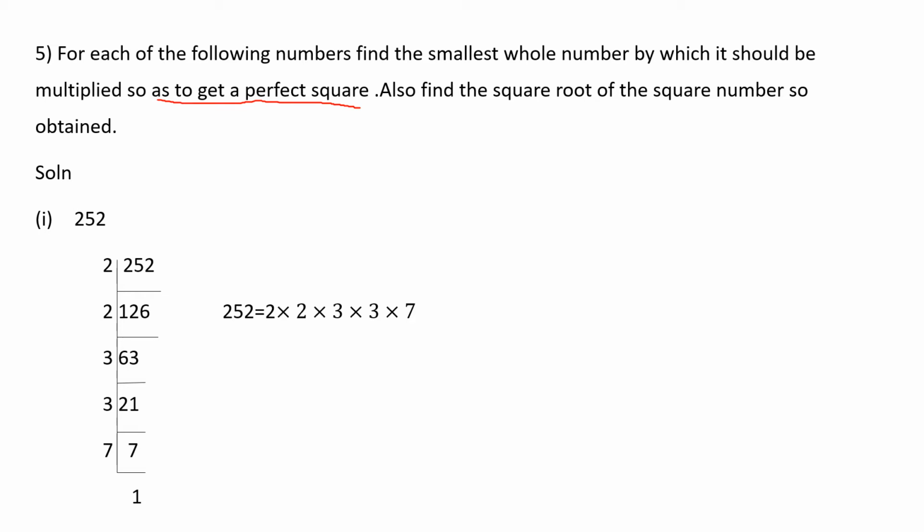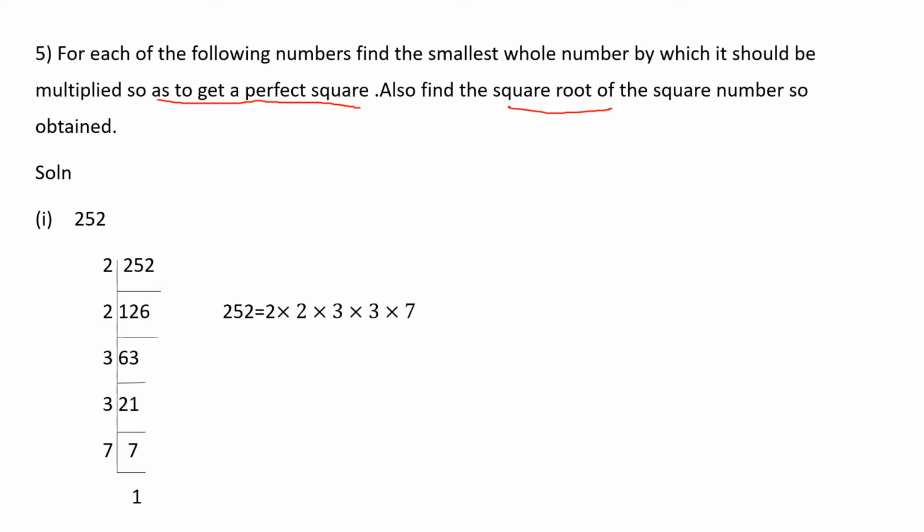After multiplying, you will be getting one answer, right? For that answer, we want to find the square root. That is the second part: also find the square root of the square number so obtained. Understood now? They have given one number that is not a perfect square. So first you want to find the perfect square. How will you find the perfect square? You will be doing the factorization method.